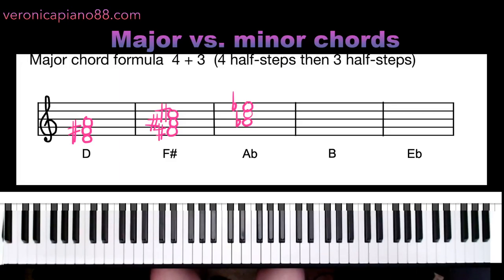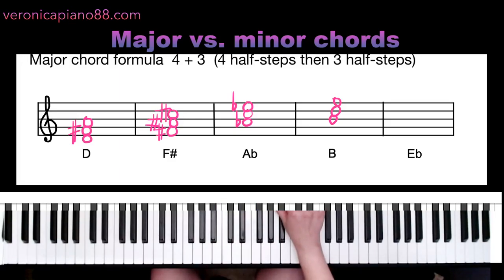Let's head over to B. Drawing the triad first, we have B, D, and F. Okay, B, 1, 2, 3, 4, 1, 2, 3. Looks like a D sharp and an F sharp.